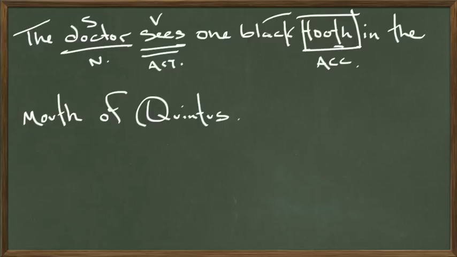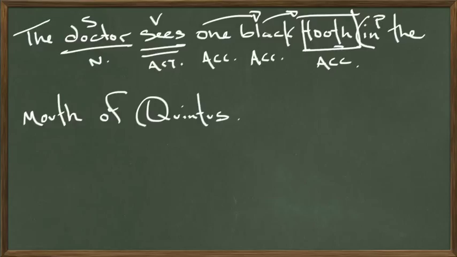And he sees a black tooth. I always use arrows for adjectives. Since black is describing tooth, and tooth is in the accusative case, black is also in the accusative case. And how many black teeth does he see? He sees one. One is another adjective. I always use arrows for adjectives. It also goes into the accusative case because it's also describing tooth.